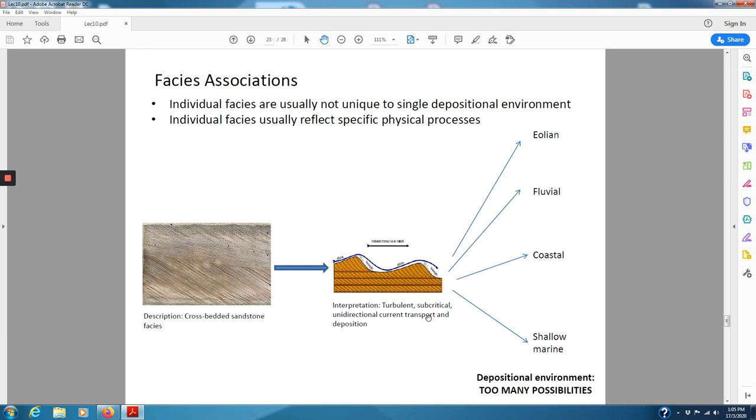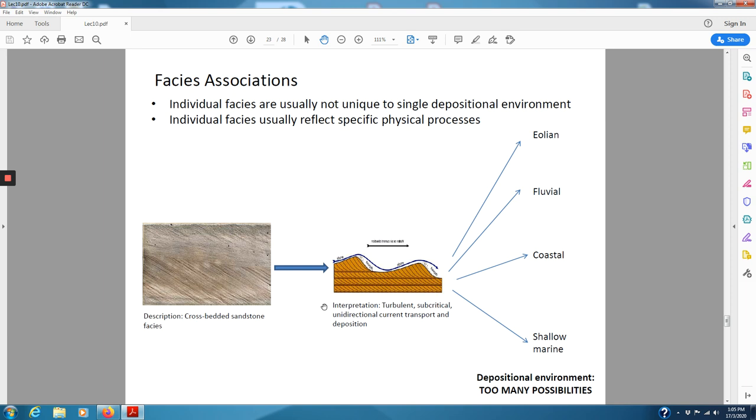You can get dunes in deserts, aeolian. You can get dunes in rivers, fluvial. You can even get dunes along the coast, in tidal channels. You can even get dunes in shallow marine areas, on the shelf itself, as tidal ridges or sand waves. And even in deep water, you can get dunes. So there are too many possibilities if you want to interpret the environment based on the facies alone.